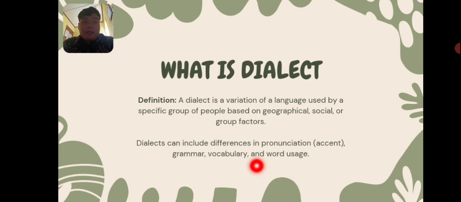Okay, what is dialect? The definition of dialect is a variation of a language used by a specific group of people based on geographical, social, or group factors. Dialects can include differences in pronunciation or accent, grammar, vocabulary, and word usage.